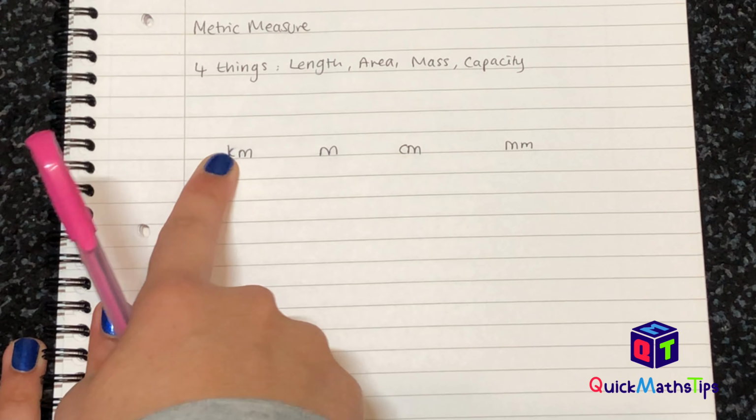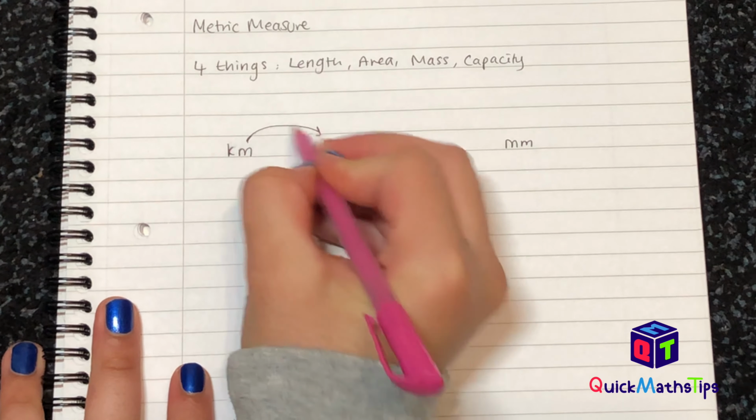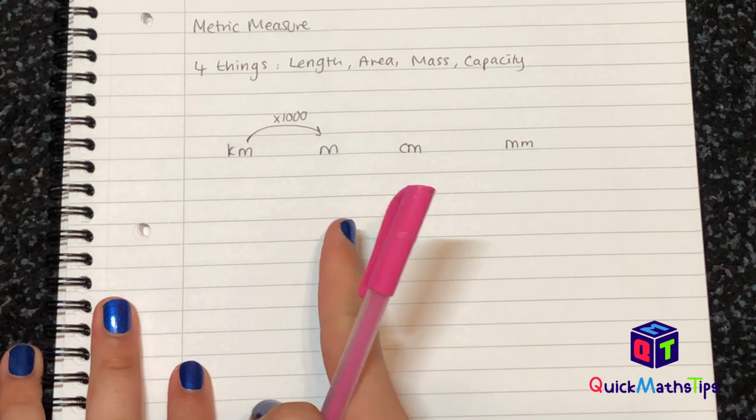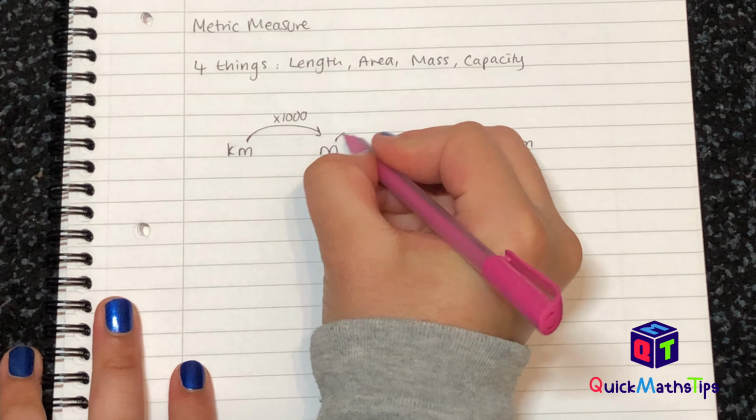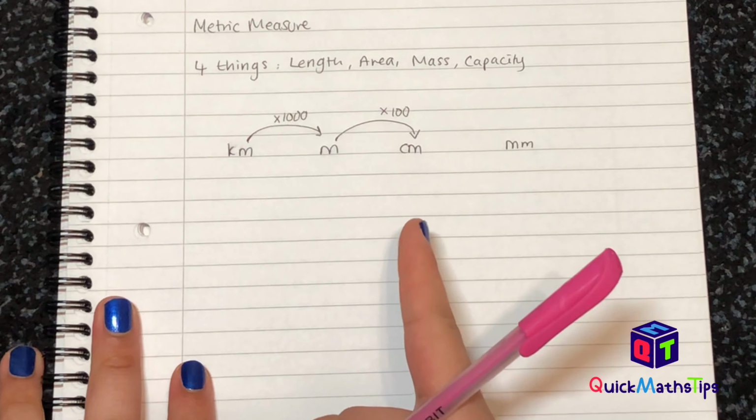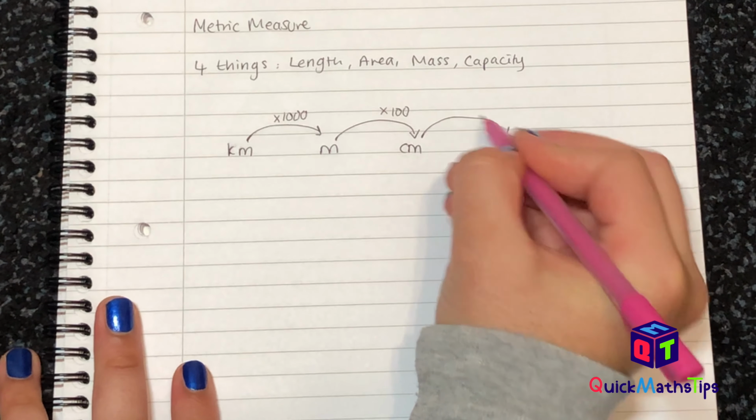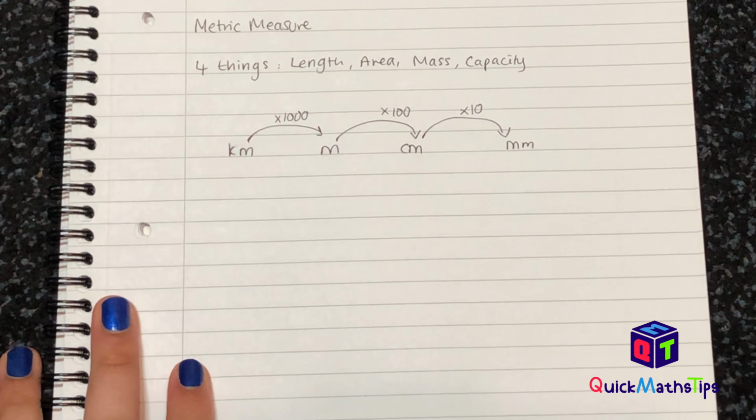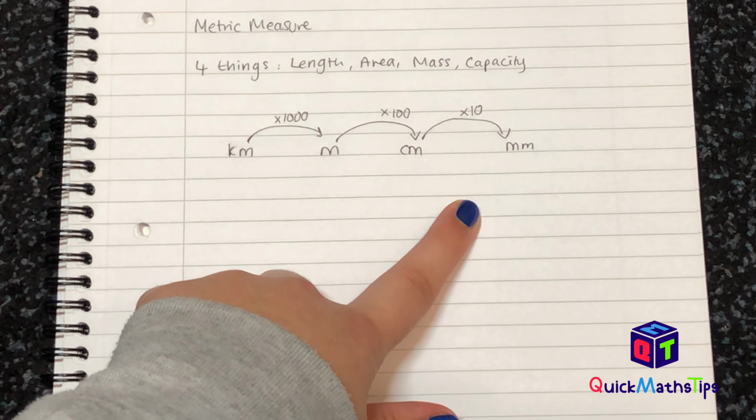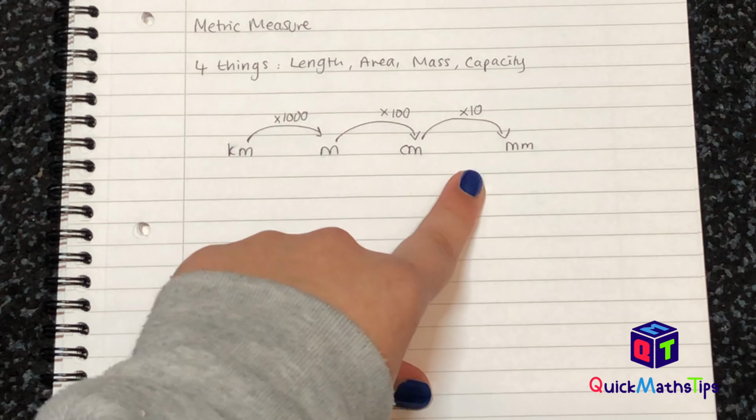Okay? So to get from kilometers to meters, you multiply by 1,000. To get from meters to centimeters, you multiply by 100. And to get from centimeters to millimeters, you multiply by 10. Okay? So if you're getting from kilometers to millimeters, you can do each step individually as well. If you're going from meters to millimeters, you multiply by 100, then you multiply by 10.